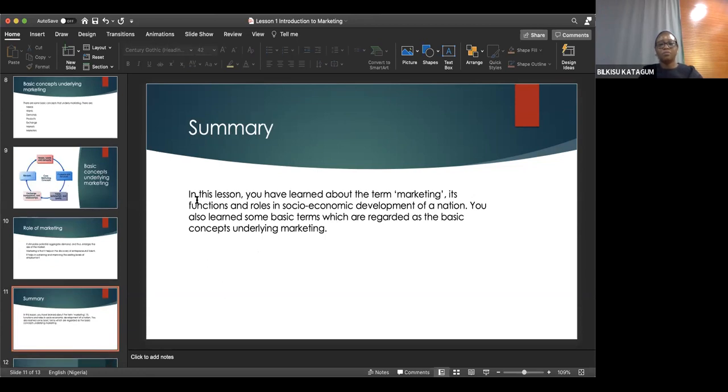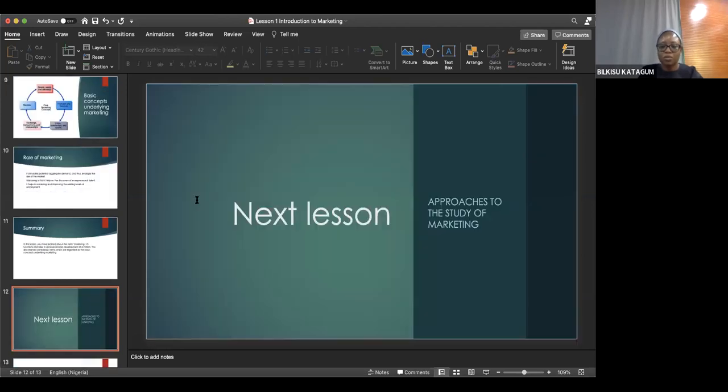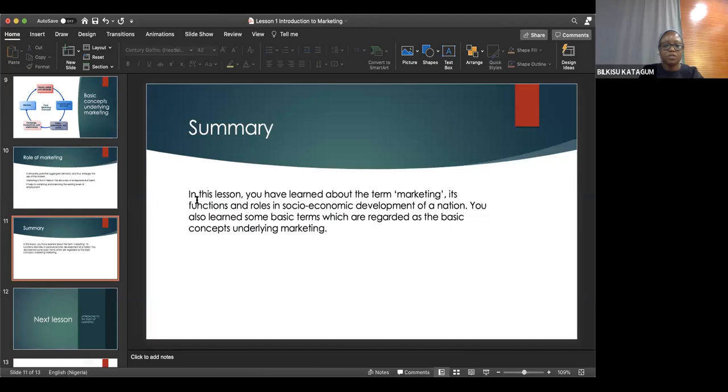Now, in summary, in this lesson, we've learned what the term marketing is, its functions, and roles in the socio-economic development of a nation. You also learned some basic terms, which are regarded as the basic concepts underlying marketing. In the next lesson, we will be discussing marketing management philosophies.